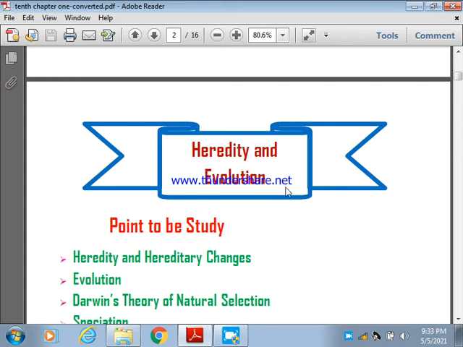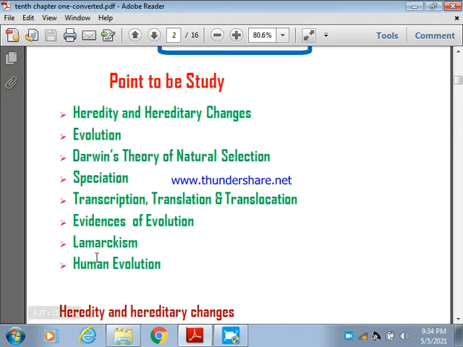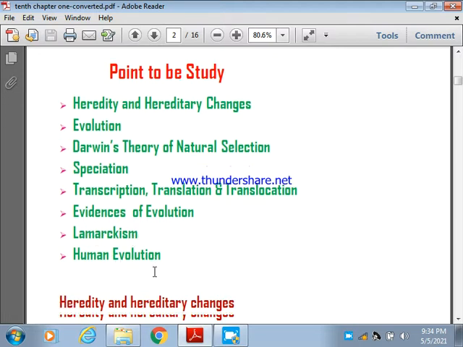Heredity and evolution. Points to be studied. First point, heredity and hereditary changes. Second point, evolution. Third point, Darwin's theory of natural selection. Fourth point, speciation. Fifth point, transcription, translation and translocation. Next point, evidence of evolution, Lamarckism, human evolution.